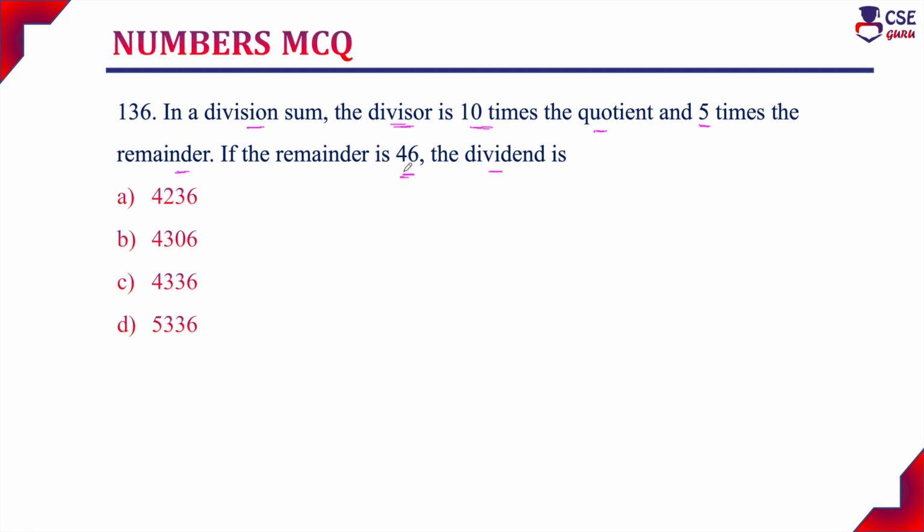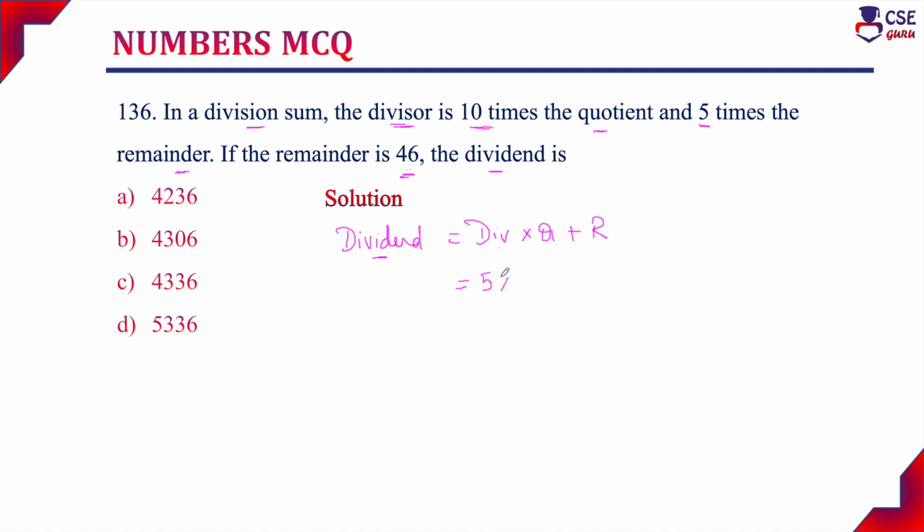Okay. So the solution, if you are considering, dividend is divisor into quotient plus remainder. Here the dividend we don't know and the divisor also we don't know. But they have given a clue. Divisor is nothing but 10 times the quotient and 5 times the remainder. Okay. So the remainder they have given. So how will we consider here?